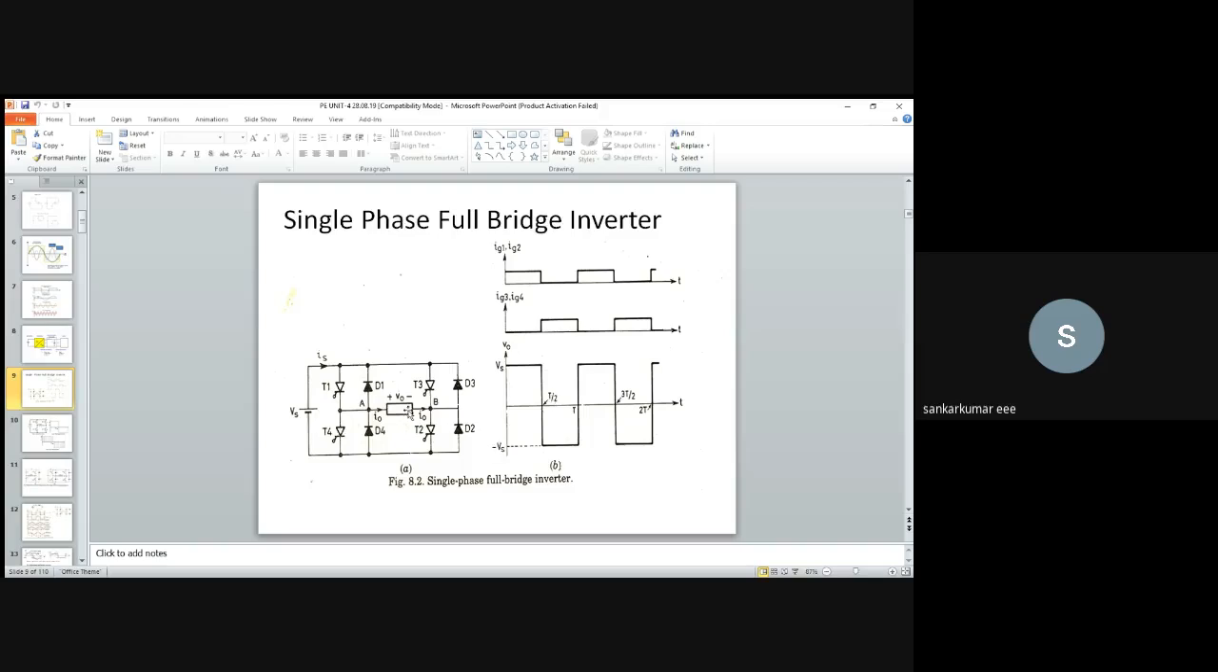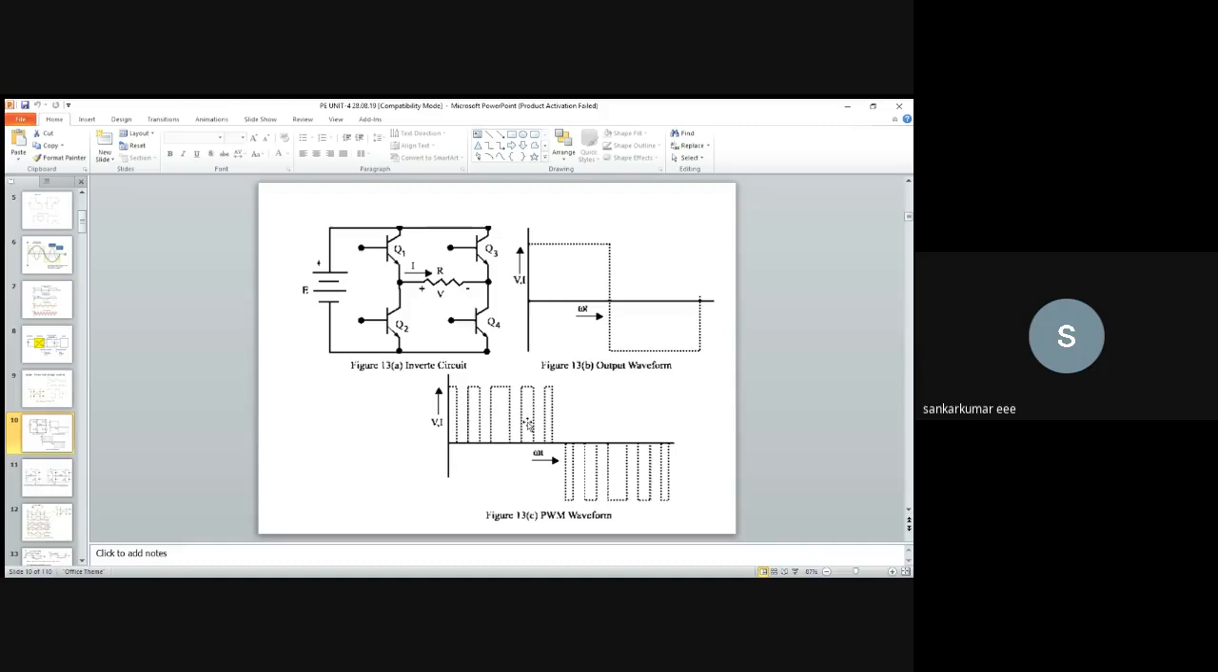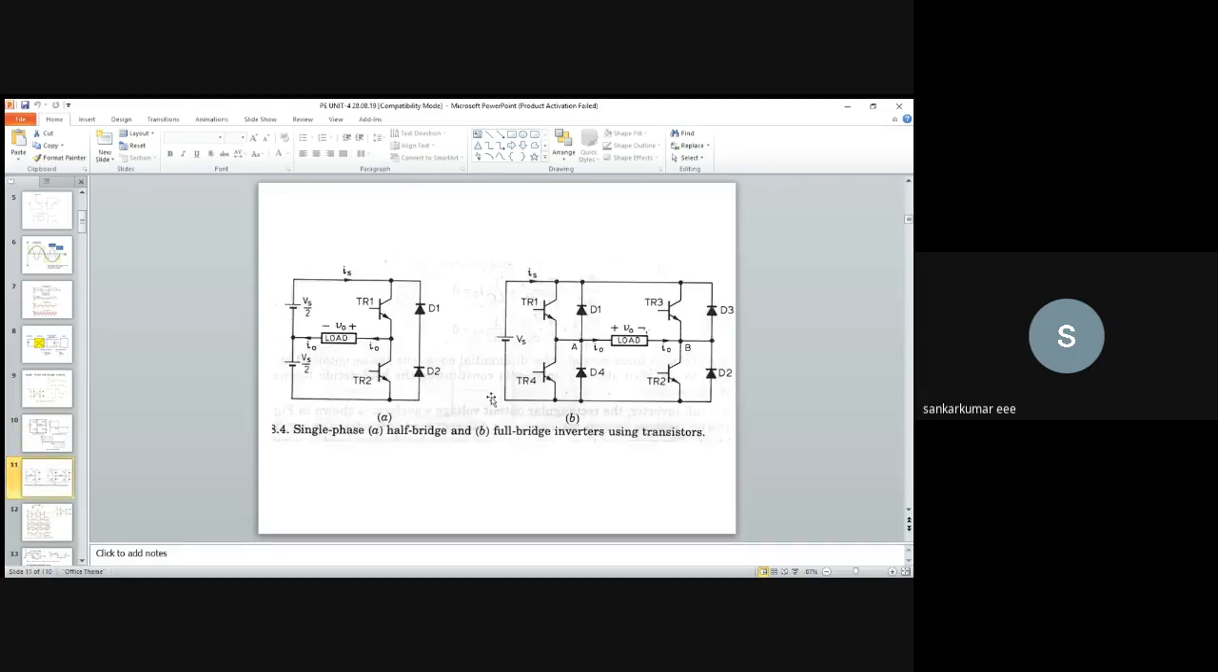So this is for the resistive load. For the resistive load, the voltage and current direction will be the same. So here we can have the positive half cycle and negative half cycle. The current waveform is also a square waveform, and this is also the same diagram. And this is the half bridge inverter.